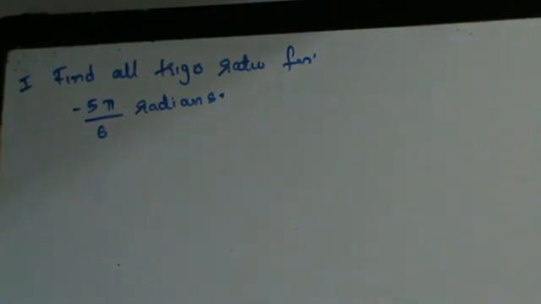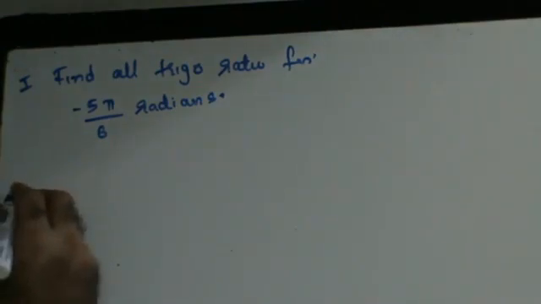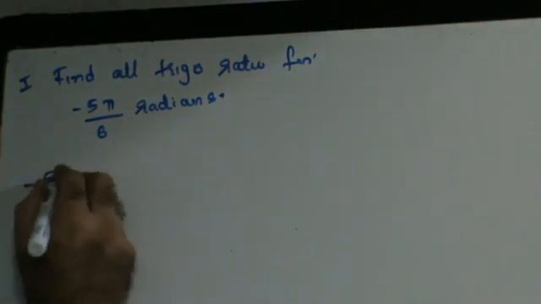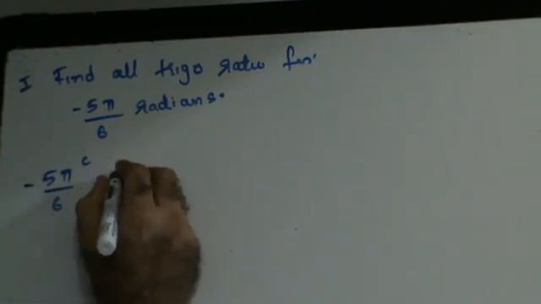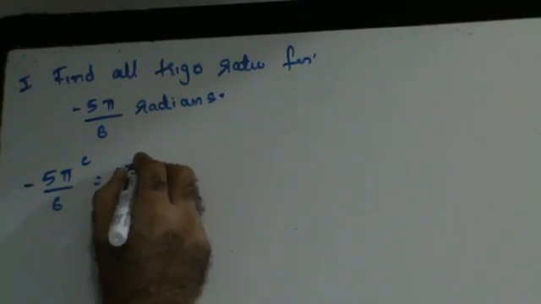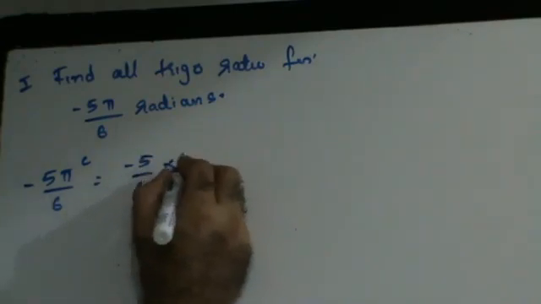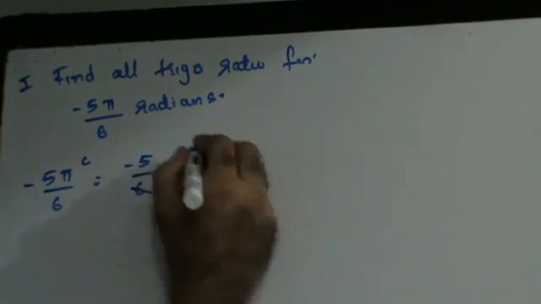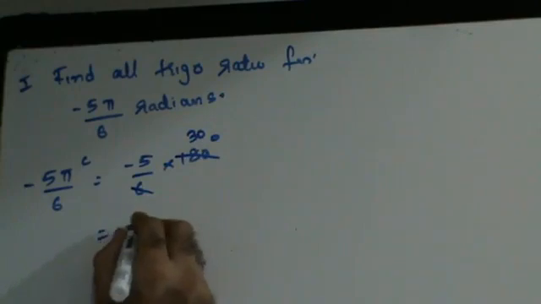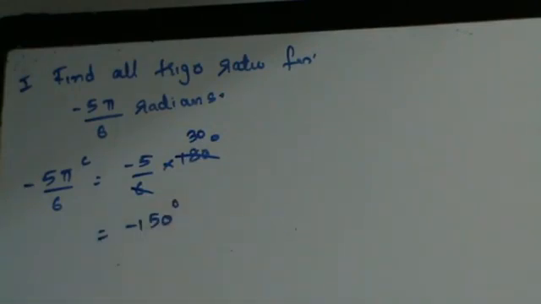Okay, now let's see this. How do we solve this? Now minus 5 pi by 6 radians. Substitute the value of pi radians. Pi radians is nothing but 180 degrees. So this is going to be into 180 degrees. Substitute the value of pi radians as 180 degrees. This is 30. So this is minus 150 degrees.